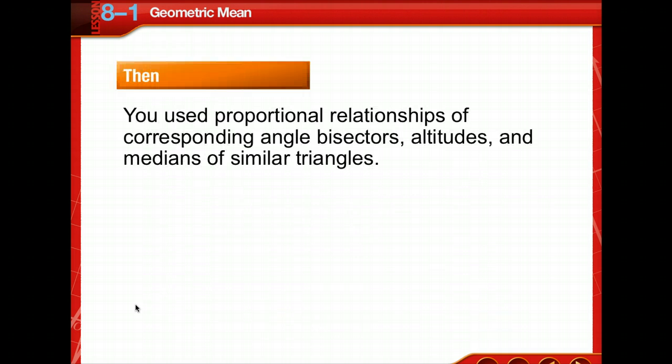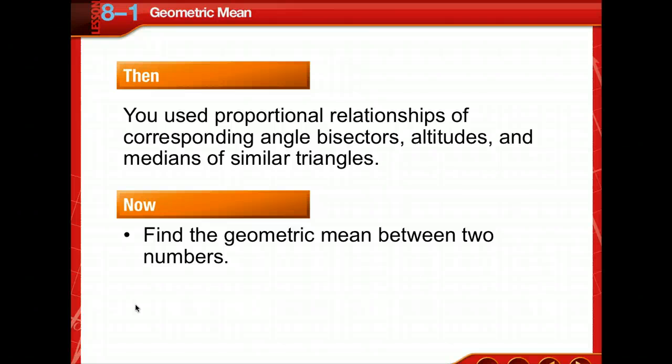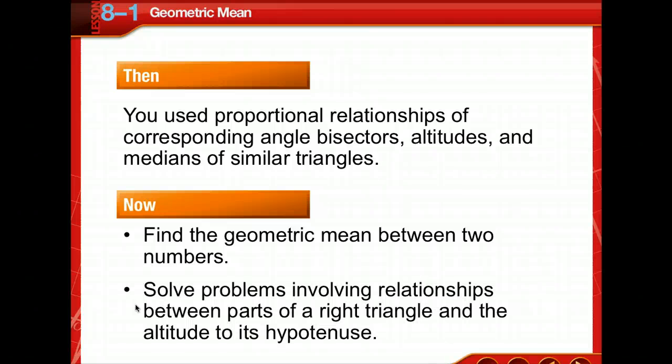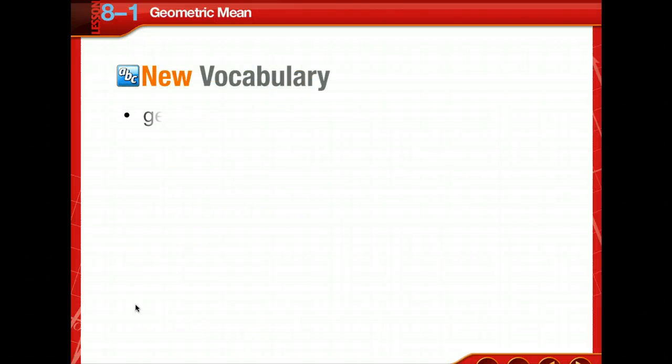Previously, you've used proportional relationships of corresponding angle bisectors, altitudes, and medians of similar triangles. Now we're going to find the geometric mean between two numbers and solve problems involving relationships between parts of a right triangle and the altitude of its hypotenuse. Doesn't that sound awesome? Well, let's see what that means.